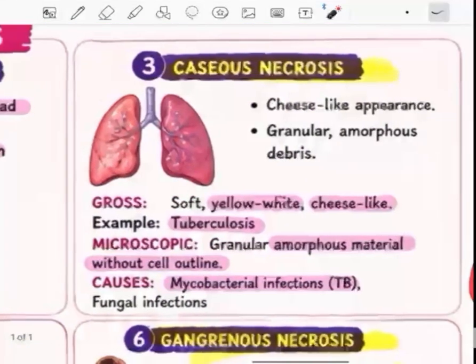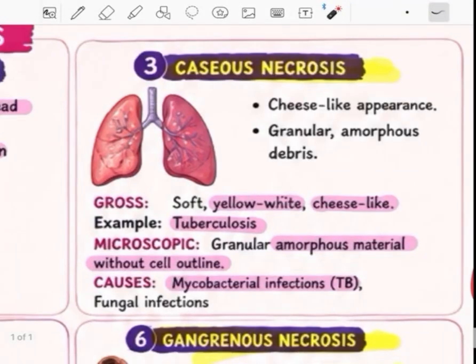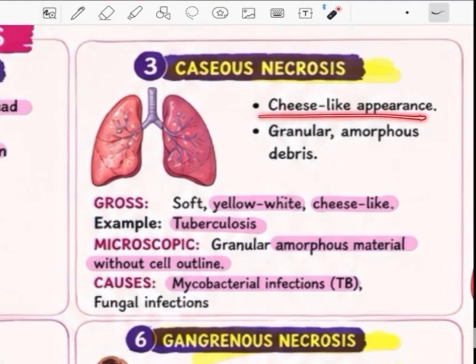Now coming to caseous necrosis. In caseous necrosis, the tissue appears cheese-like, soft, granular, and friable. On microscopy, granular amorphous material will be there, but without the cellular outline. The extensive cell wall lipid from macrophages is surrounded by granulomatous inflammation. It is typically seen in tuberculosis, Mycobacterium tuberculosis, but can also be seen in fungal infections. A cheese-like appearance and granular amorphous debris will be seen.